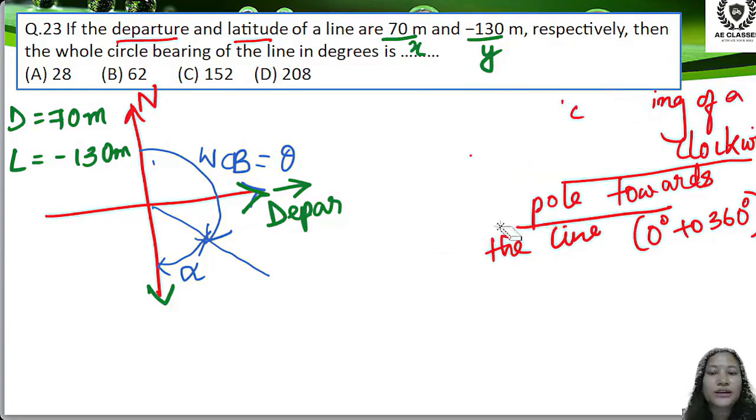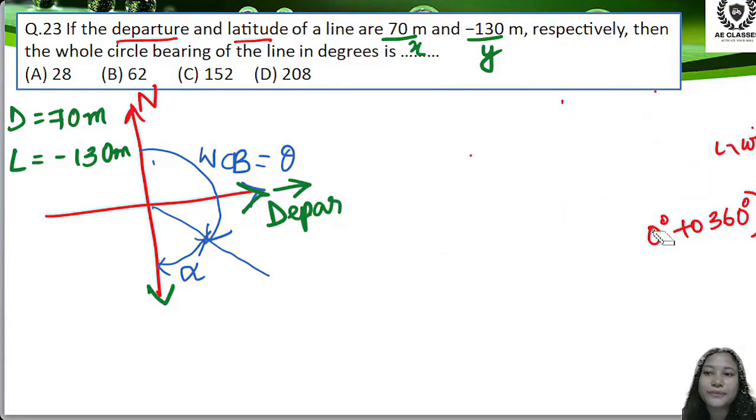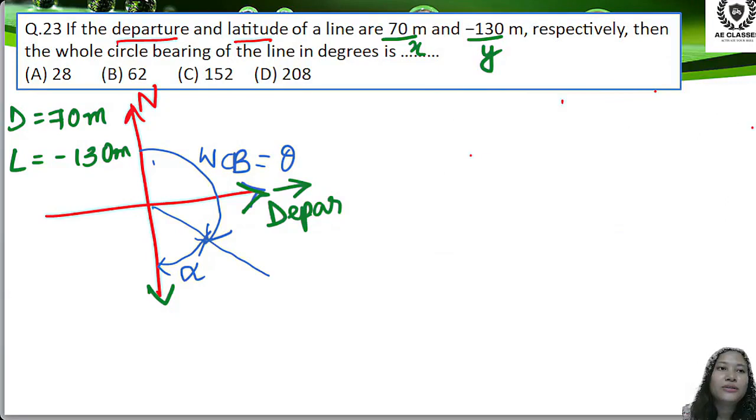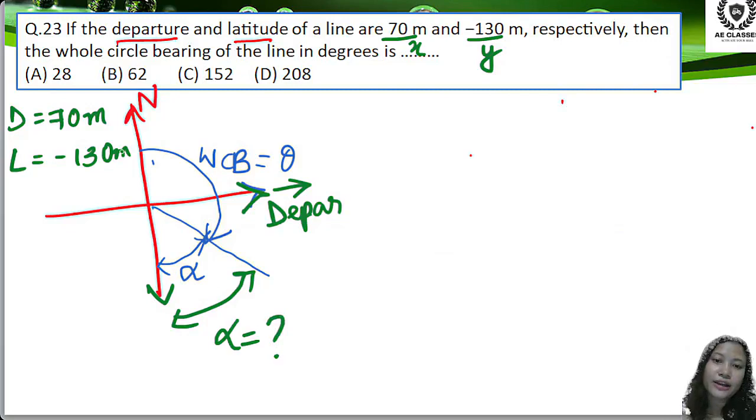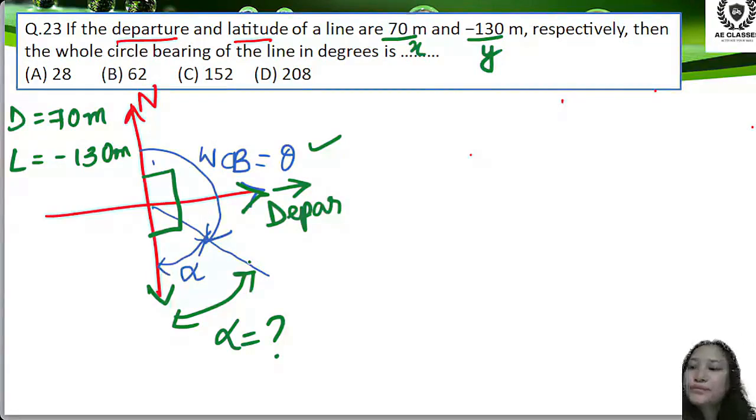This is also a direct formula problem. Now if you remember, the whole circle bearing formula is this. First we need to solve for tan alpha. If we can find alpha, then you can easily find the value of theta by subtracting alpha from 180 degree, right? This total angle is 180 degrees. So if you can find alpha, you can easily find the whole circle bearing. So the formula for finding alpha is tan alpha equal to d by L.